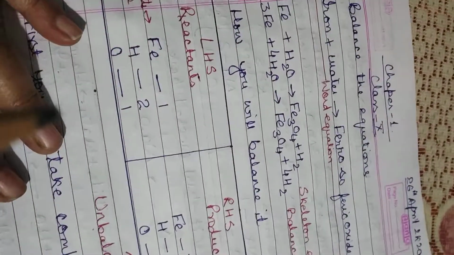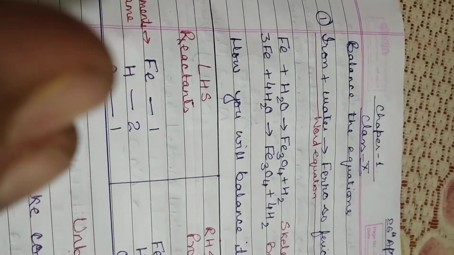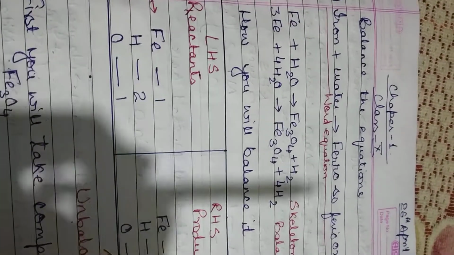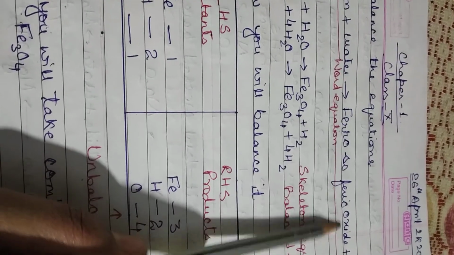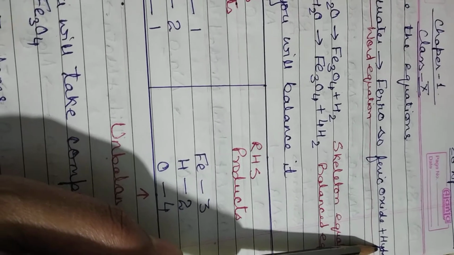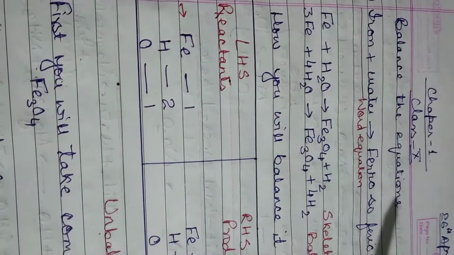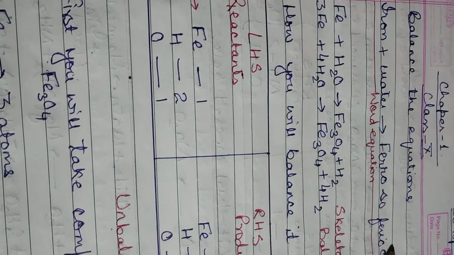Today I will tell you how to balance the equation. Now today's topic is balancing the equation. Students, I have written some examples here. First one is iron plus water is equal to ferric oxide plus hydrogen. Now this one is written in words, that's why it is called the word equation.